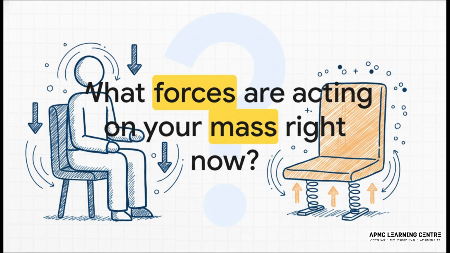Take a second and look around the room you are sitting in right now. Your mass, your intrinsic particle count, is exactly what it was an hour ago. But what forces are acting on that mass right now? Are invisible gravitational fields pulling you down? Are microscopic atomic springs in your chair pushing back up against you? Think about the invisible math happening all around you, at this exact moment.